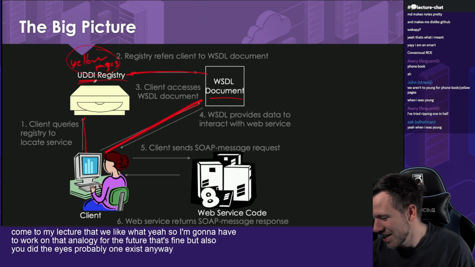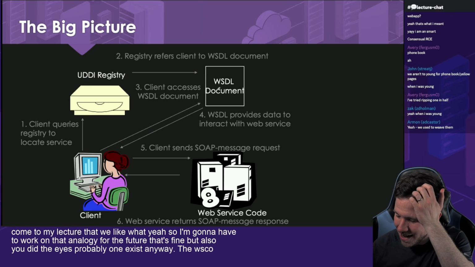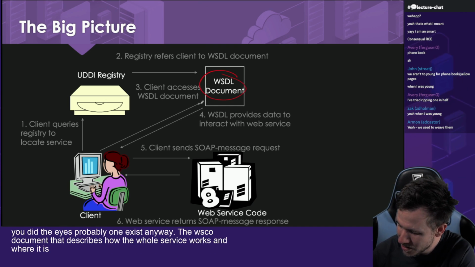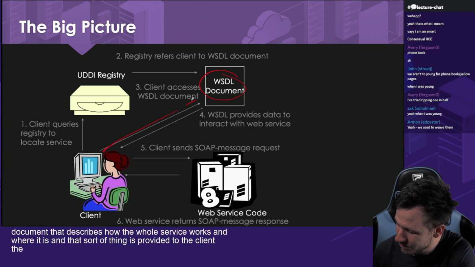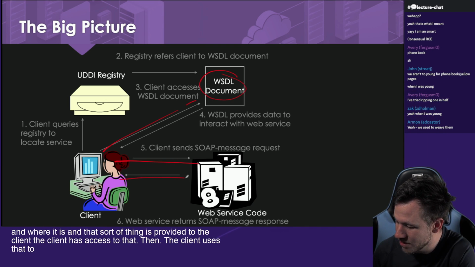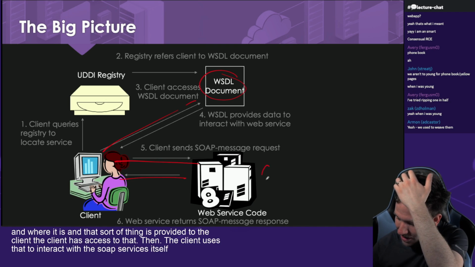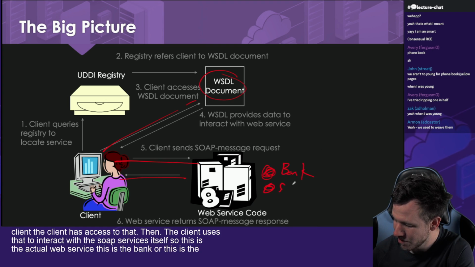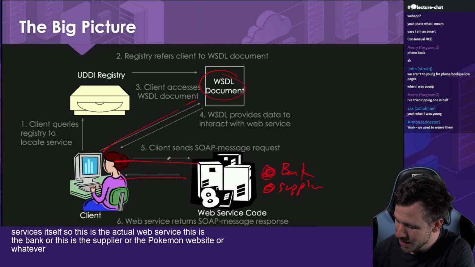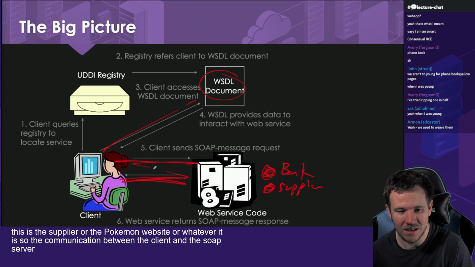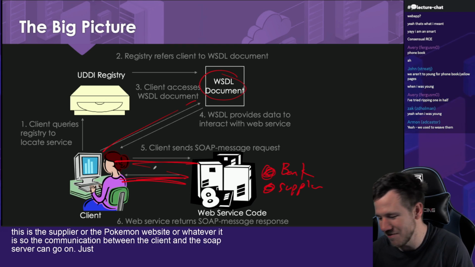Anyway, the WSDL document that describes how the whole service works and where it is and that sort of thing is provided to the client. The client has access to that. Then the client uses that to interact with the SOAP service itself. So this is the actual web service. This is the bank, or this is the supplier, or the Pokemon website, or whatever it is. So the communication between the client and the SOAP server can go on.